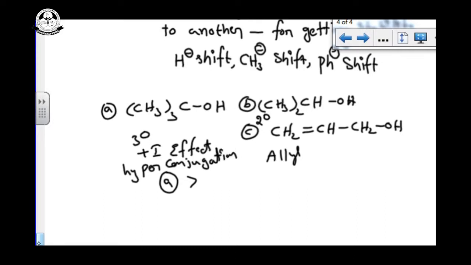There are 9 hyperconjugated structures. Hyperconjugation depends upon the number of alpha hydrogens. So with 9 alpha hydrogens we have more hyperconjugation. That's why it is more dominant. So the order of dehydration capacity for alcohols is first A, next C, and next B.